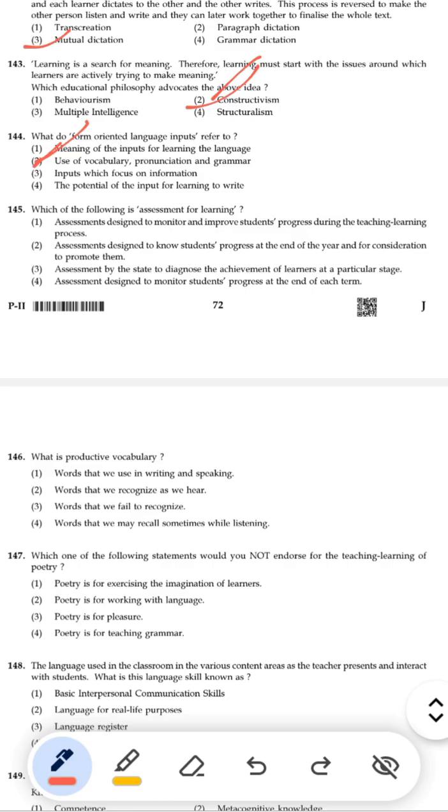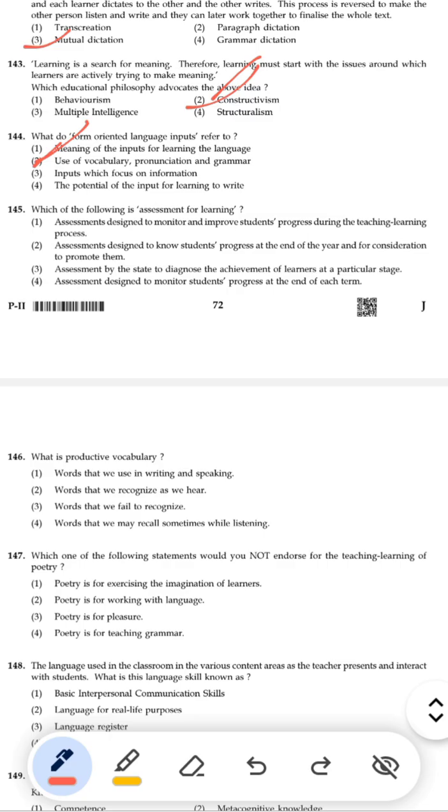Assessment of learning is nothing but, after the completion of a teaching learning process at the end of the academic year, generally an annual exam would be conducted, which basically focuses on how much you have learnt, whether the learning objectives are being satisfied by the learning outcomes of the students, to promote the students to the next class, or to provide grades or marks. So that is actually assessment of learning.